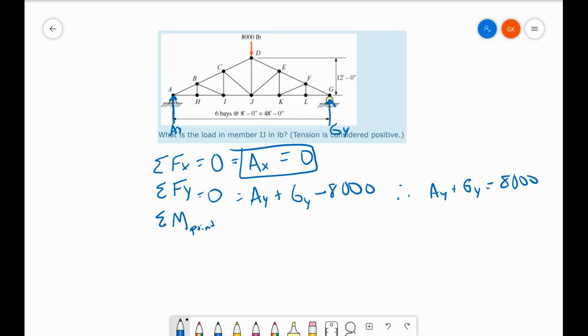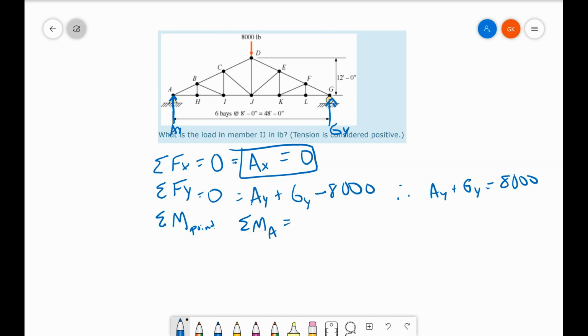And the last thing you're going to do is take the sum of moments about some point. My advice is to take a point where the line of action of several of your forces goes through it. In this case, it's pretty simple. It's either going to be A or G, and either one would work. I could also, if I wanted to, do point D. But if you can get rid of an unknown, get rid of an unknown. And wherever you take the moments, you're going to get rid of an unknown there. So I will do the sum of moments around A.